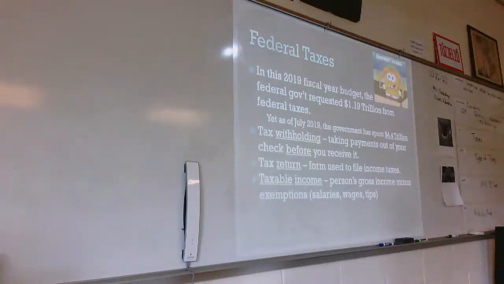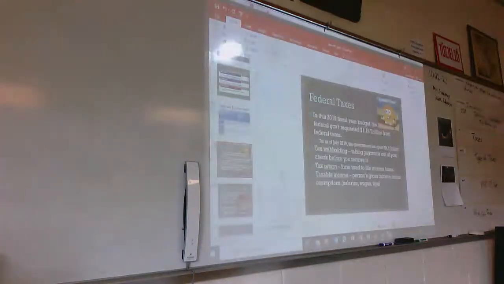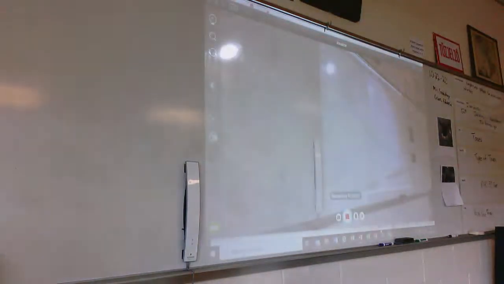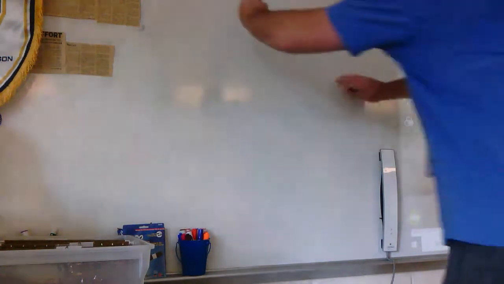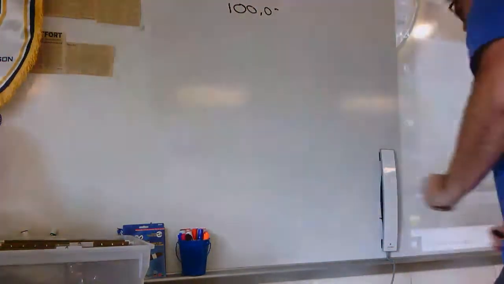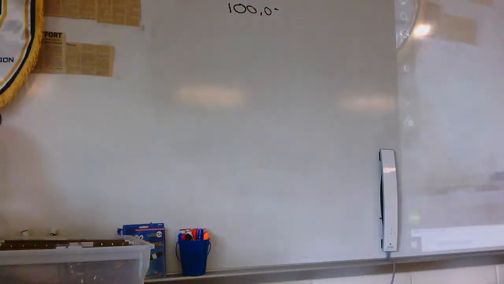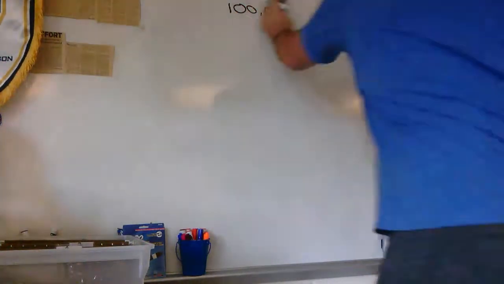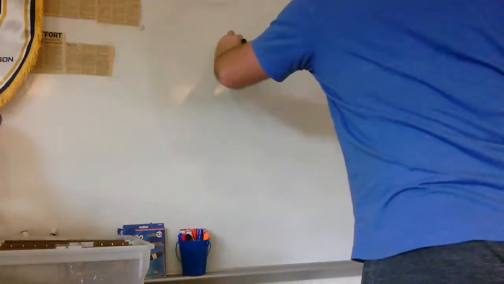Alright, let's look at the basics of how taxes work. Let me pull it up, make sure that it's on the screen properly. Alright, so this is the most simple way I can think of explaining it. So let's say that my wife and I this year make $100,000 together.